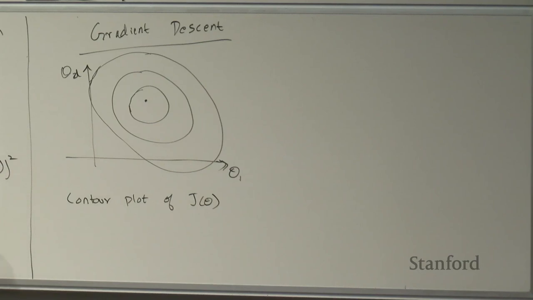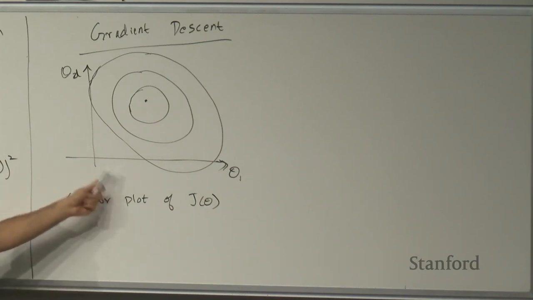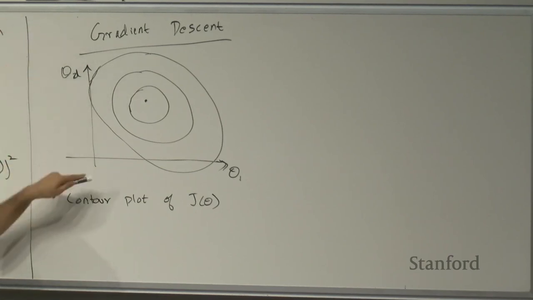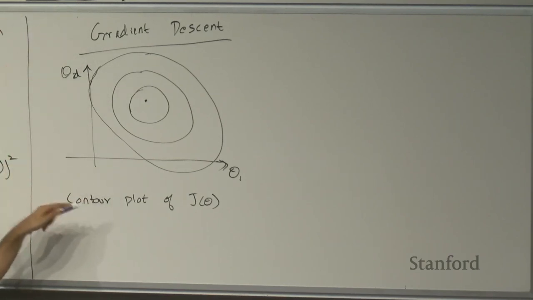Now, this plot is fundamentally different from the two plots we saw over there. Over there, the axes were data, and here the axes are the parameters, right? A very different plot. We have the axes to be the parameters, and this is the contour plot of the cost function. What's the contour plot?